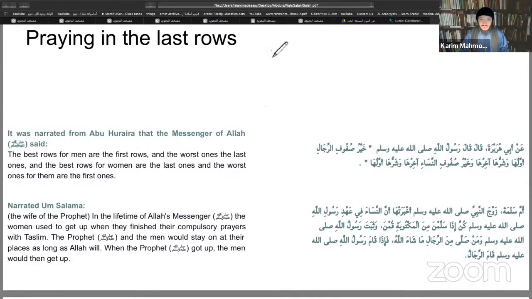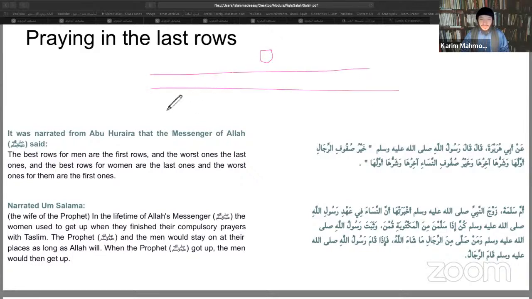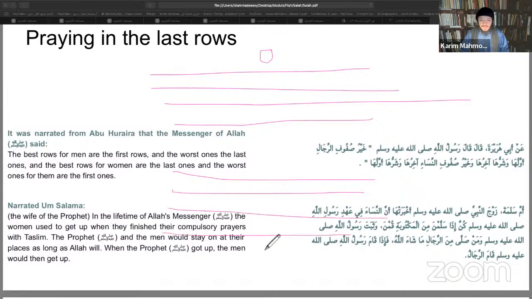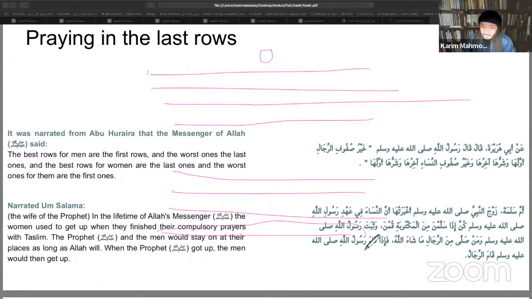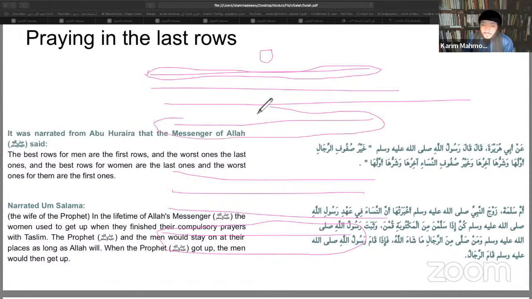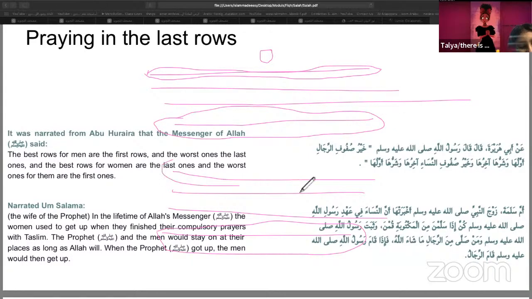All right, let's talk about the best rows of the Salah. So the Prophet ﷺ told us, here is the Imam, okay guys? That's the first row, second, third, all of these rows here. And then we have the girl side, the girl side rows. Now the Prophet ﷺ told us the best rows for men are the first rows, and for the women, the total back. The last rows for the women are the best rows, and the first rows for the men are the best rows. And the worst row for men is the last row, and the worst row for women is the first row.